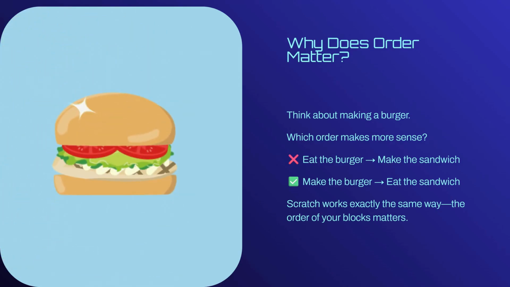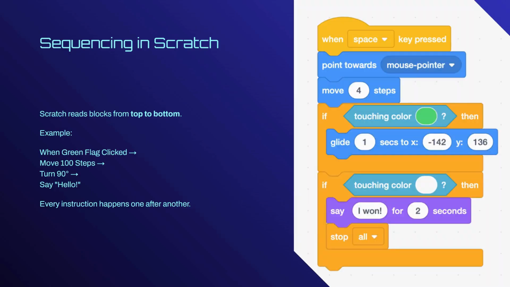Sequencing in Scratch. Scratch reads blocks top to bottom. For example, when green flag clicked, move 100 steps, turn 90 degrees, then say hello. Every instruction happens one after the other.